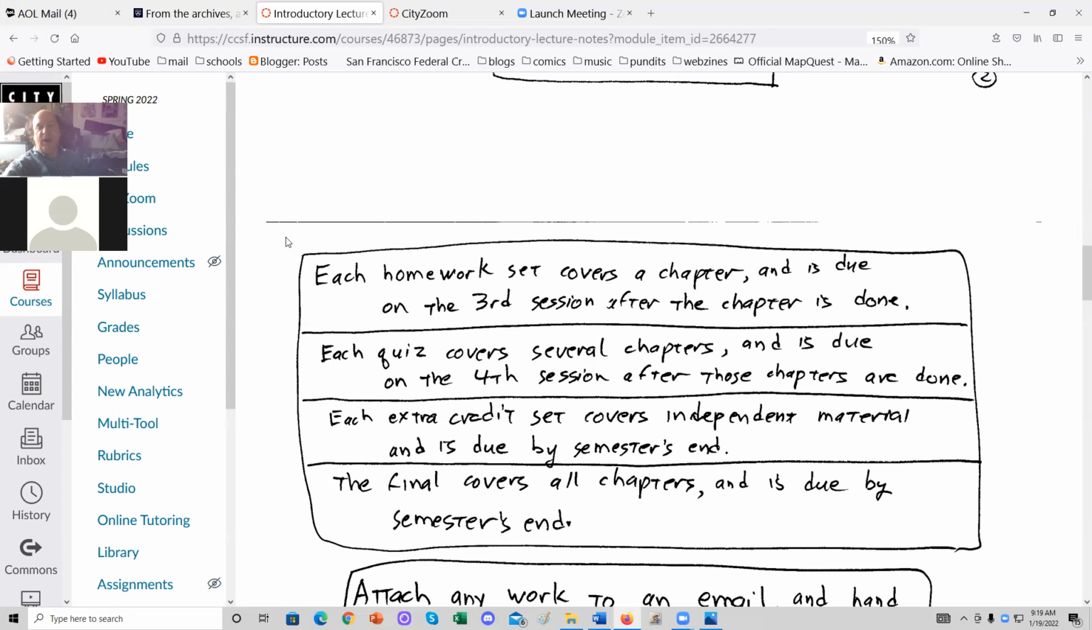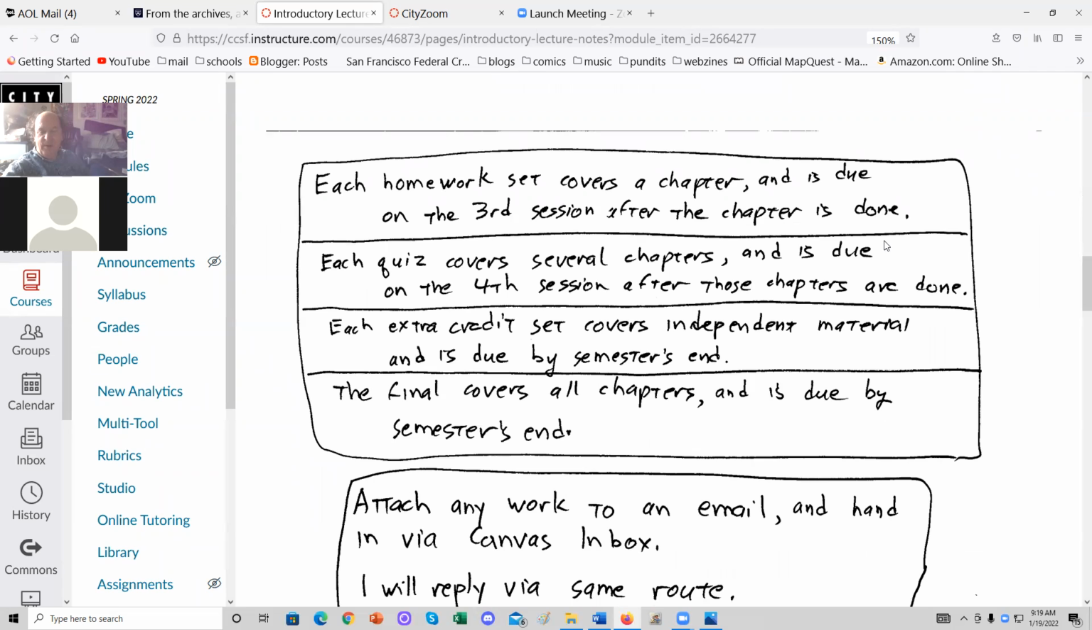Each quiz will cover several chapters and is due on the fourth session, more or less, after those chapters are done. Each credit set covers independent material and is due by semester's end. And the final covers all chapters and is due by semester's end.